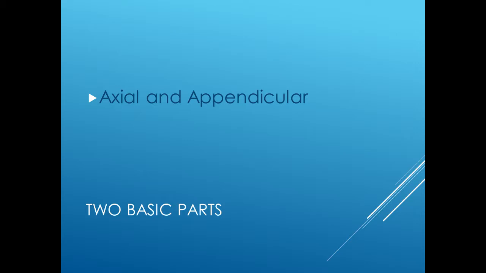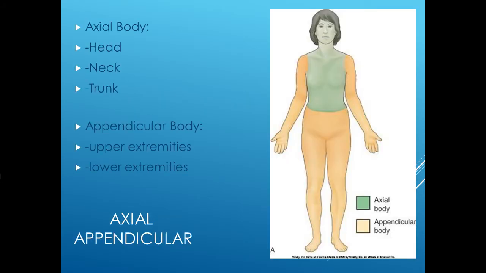There are two different basic parts of the human body, and we divide them up between axial and appendicular. So here's the difference between the two. The axial body contains the head, the neck, and the trunk, or you could also say the torso, but it does not include the arms.